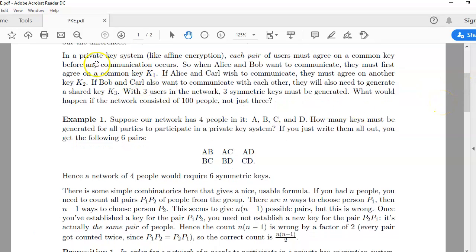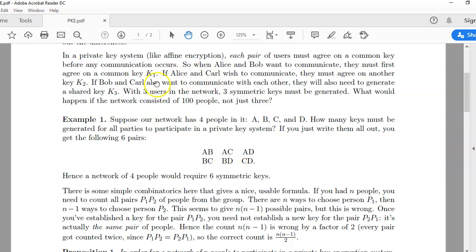So in a private key system, again, you should always think like affine encryption. Every pair, it's important, every pair of users has to agree on a common key before any communication occurs. So like in our model for class, when Alice and Bob want to communicate, they first need to generate a common key. Let's call it K1. But what if there's a third person, Carl, around? Well, then if Alice and Carl need to communicate, then they have to generate their own key. That's a different pair of people than Alice and Bob. So every pair needs a key.